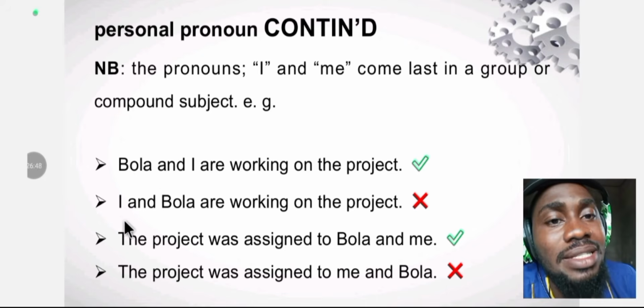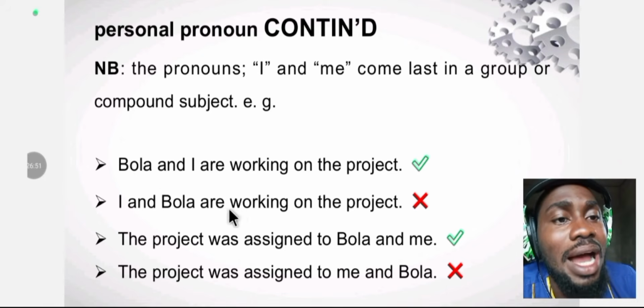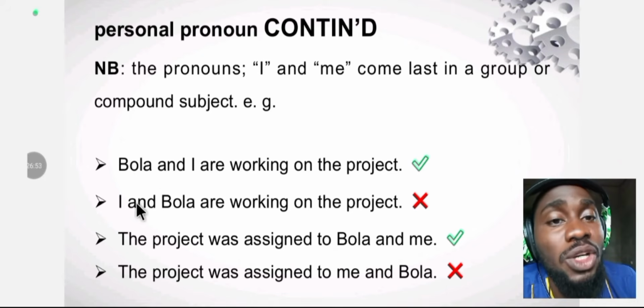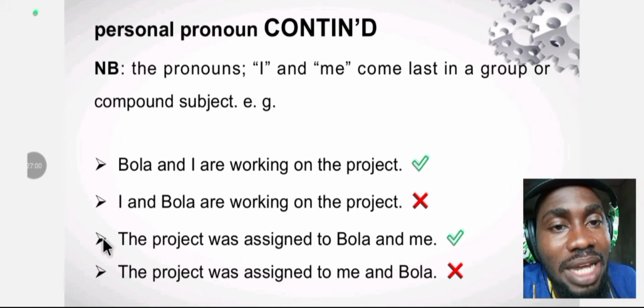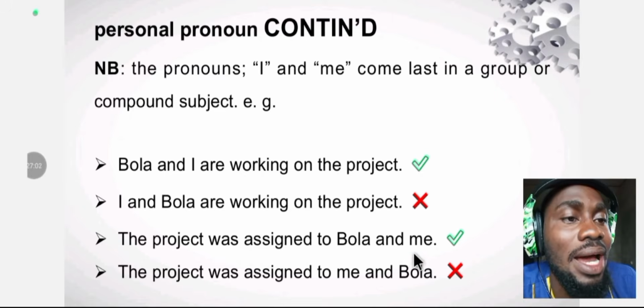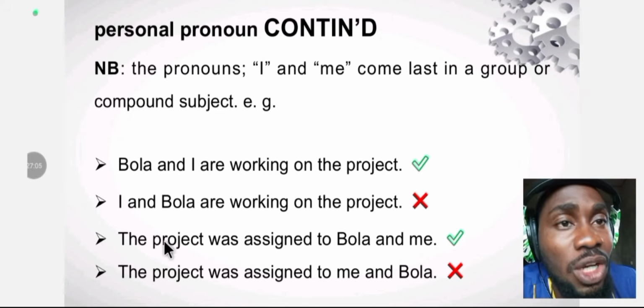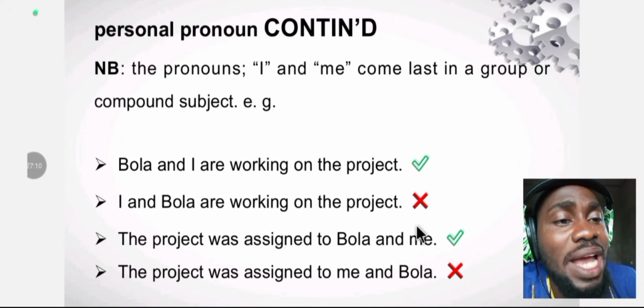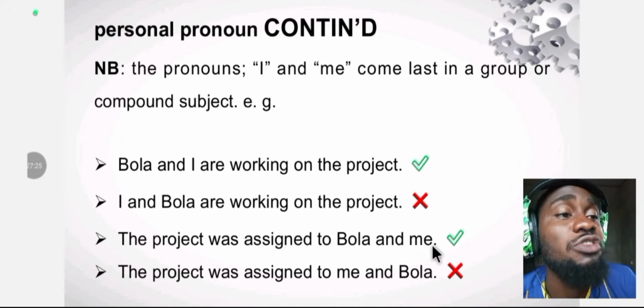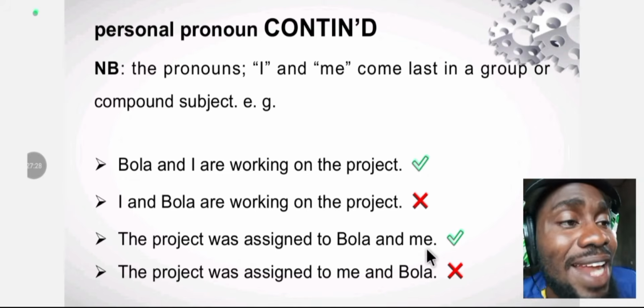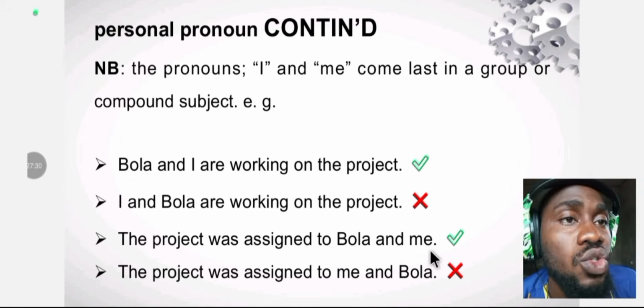When we look at the next example we have here, it says I and Bola are working on the project, making this wrong because I should come last in the compound subject. Looking at the next example, the project was assigned to Bola and me. Correct. Why is it correct? Because in the object position we have here, me is coming last. Whether you have I on the subject position or the object position, or you have me on the subject position or object position, they should come last when they make up a compound subject or a compound object.